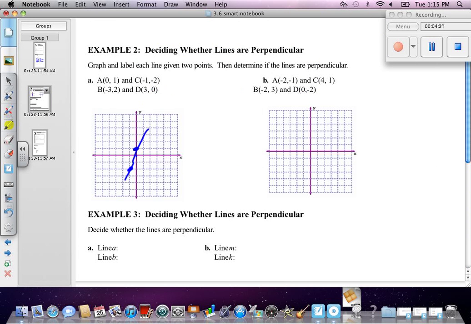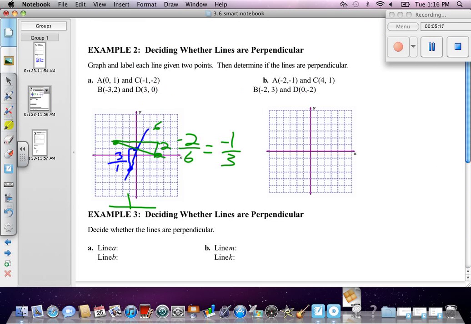Okay, let's figure out the slope right over here. We go up 1, 2, 3 over 1. Okay, the next one is -3, 2, and 3, 0. So let's find its slope. We went over 1, 2, 3, 4, 5, 6, down 2. Okay, so we are -2 over 6, which reduces to -1/3. So are these two lines perpendicular? Yes. So they are perpendicular. Upside down T means perpendicular.